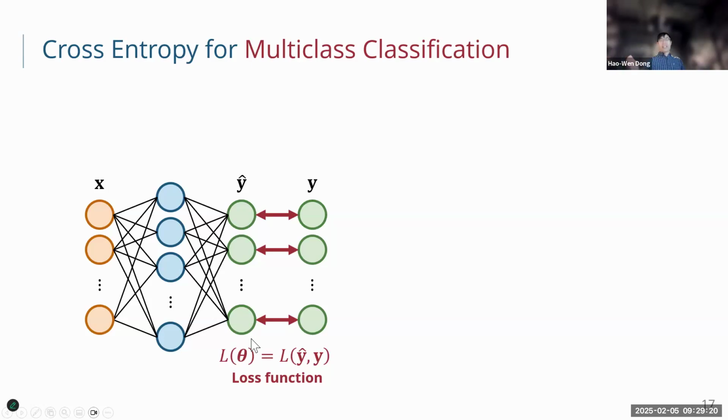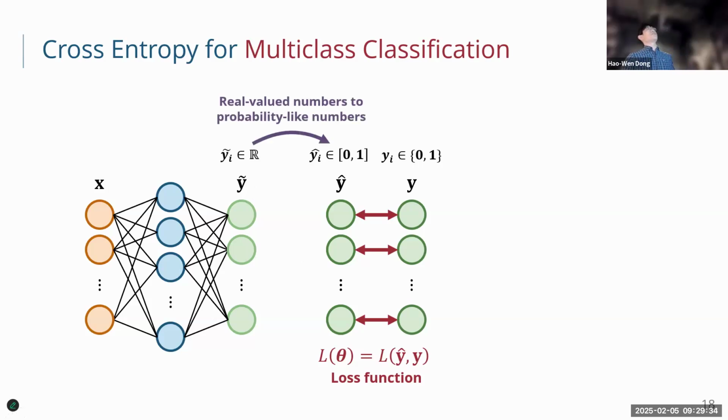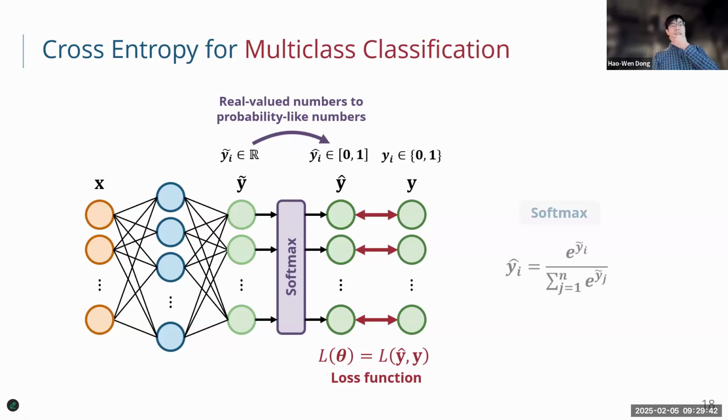So to define the loss function for this multi-class classification, you have to go through one additional layer where you get something out. And what you want to do is turn these real value numbers at the last layer of your output into something that looks like a probability. So this is something we call softmax.